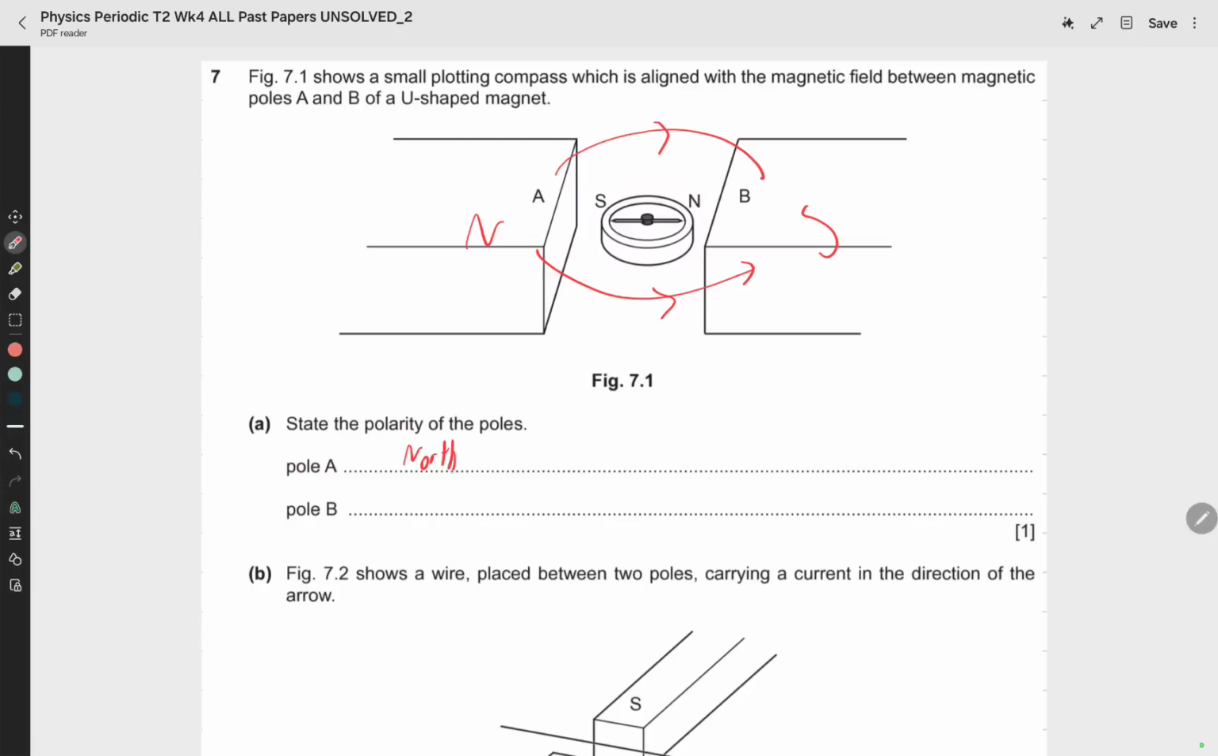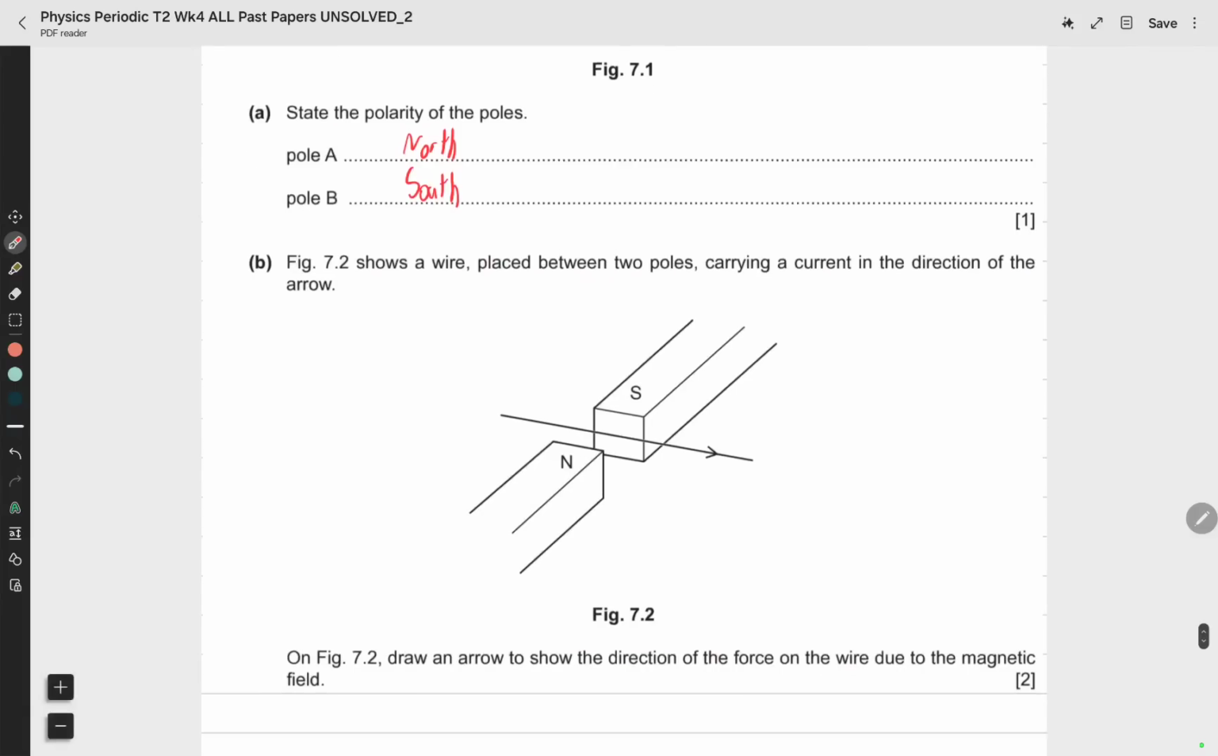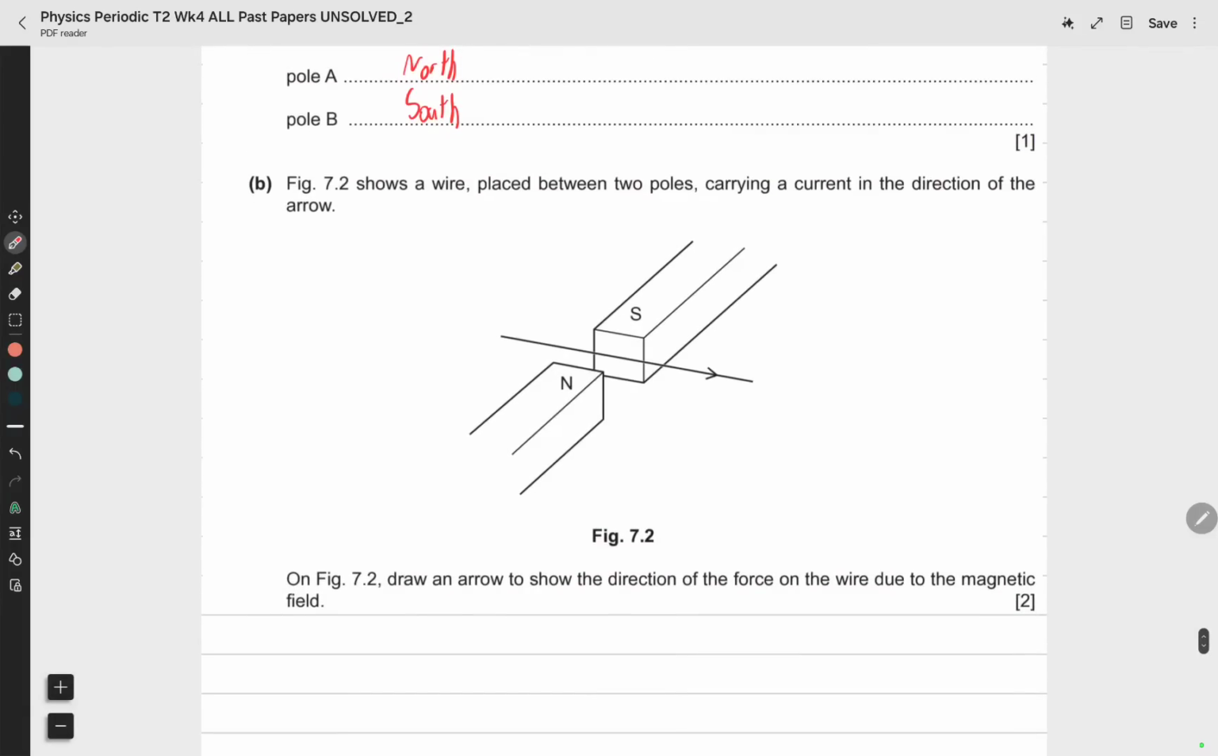Okay? So that's a fun fact you should know. The compass doesn't point in the north, it points in the direction of the force that the north produces. In other words, it points in the direction of the magnetic field, it goes from north to south. 7.2 part B shows a wire placed between two poles carrying a current in the direction of the arrow.